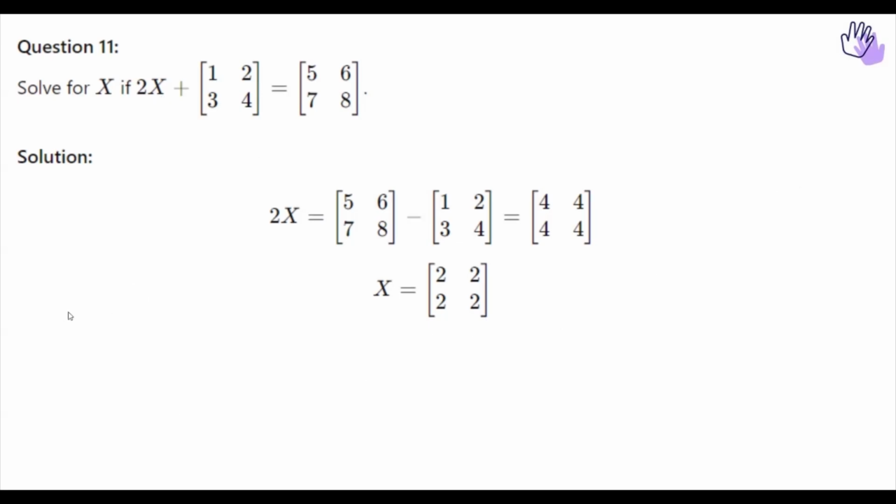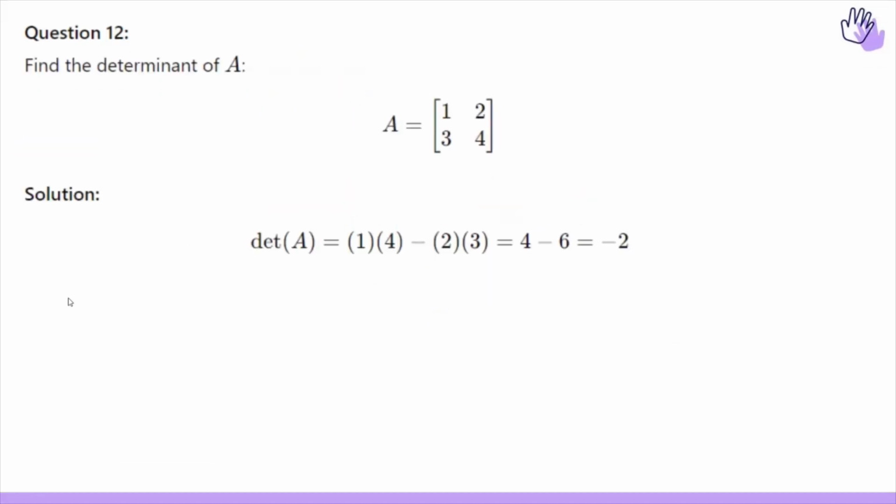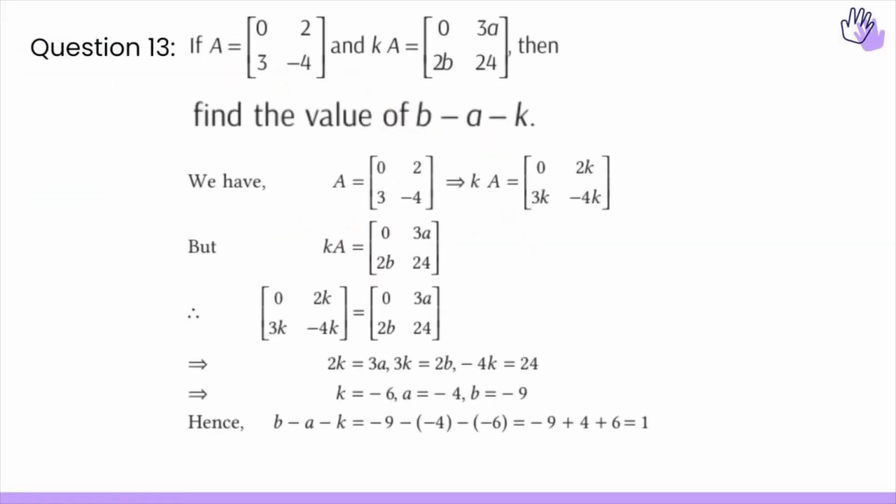Coming to the next question. Find the determinant of A. So we'll see what a determinant is. Determinant is basically the cross multiplication of the elements. So you have determinant of A equal to 1 times 4 minus 2 times 3, that is actually equal to minus 2. And this is the next question.